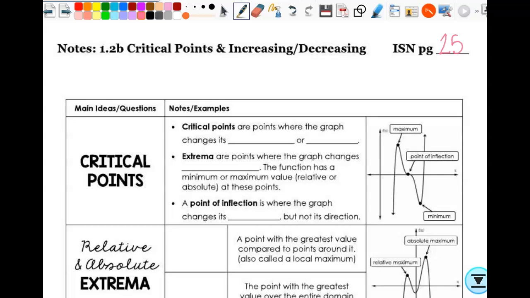We're going to look at critical points today, increasing and decreasing. You've probably heard these things. You may have talked about some of them briefly.